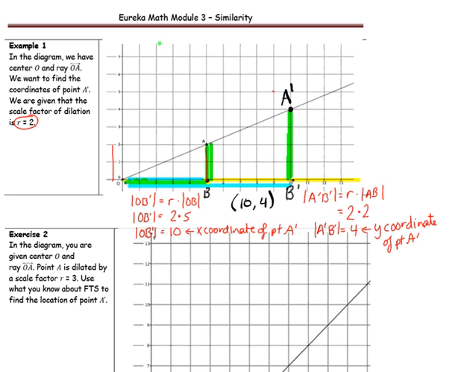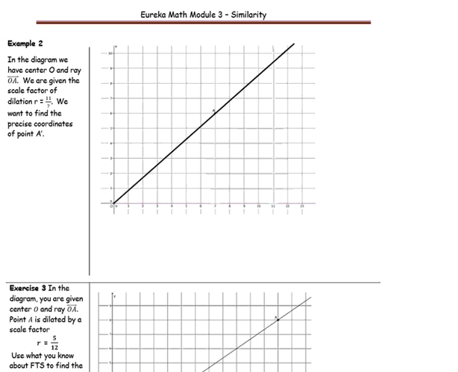And then we use that to find our y coordinate, which was 4. So there are 2 steps in this process, finding the x coordinate and then finding the y coordinate. We're going to skip exercise 2 for now. Turn the page. Let's take a look at example 2.